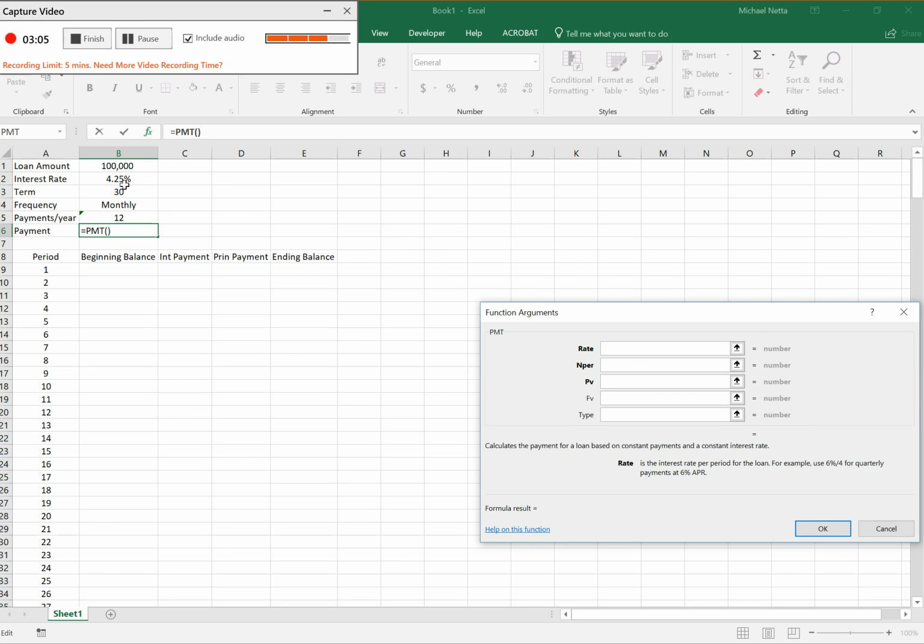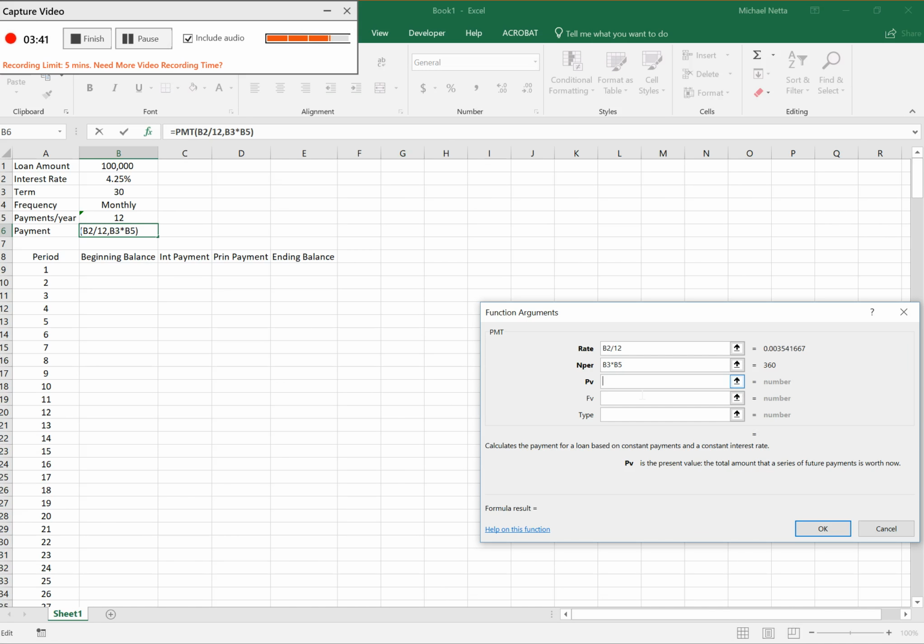First thing you enter in is your interest rate. Remember, this is an annual interest rate. We're calculating a monthly payment, so you need to divide the interest rate by 12. The number of periods is how many monthly payments you're paying during this loan period. So that is going to be 30 years and 12 monthly payments. Where you divide your interest rate by 12, you need to multiply your years by 12 so that you can find the number of monthly payments.